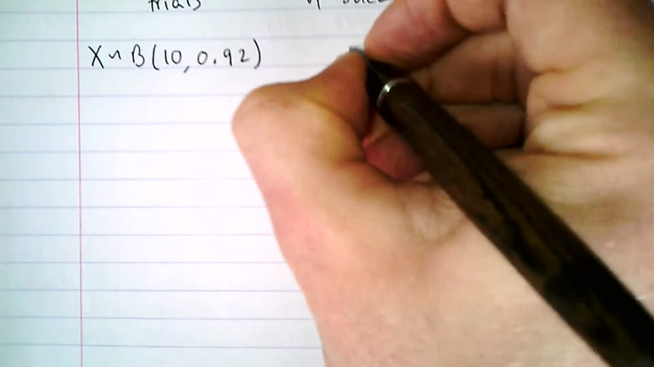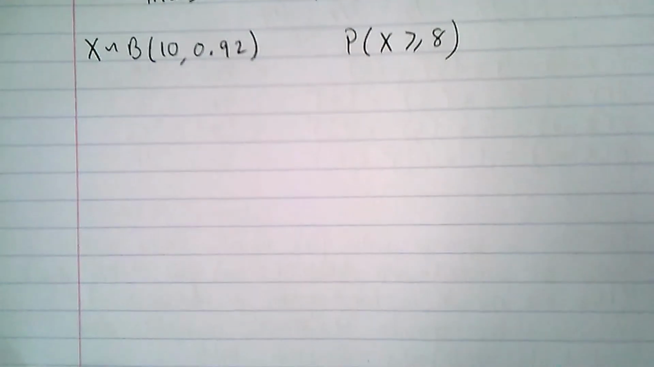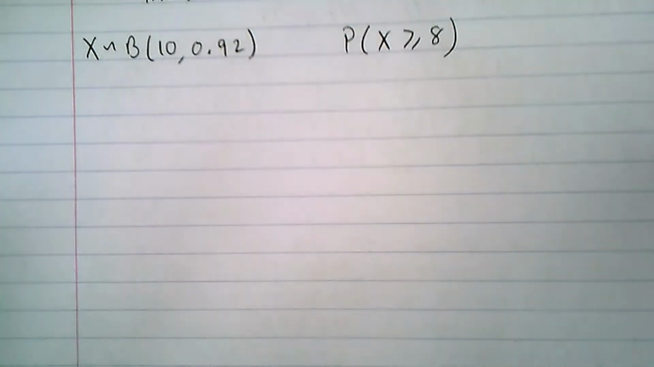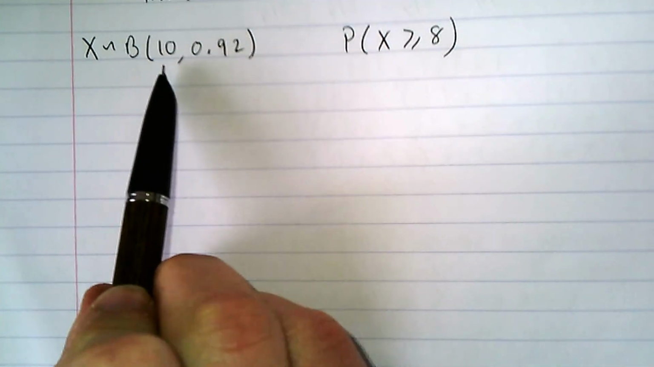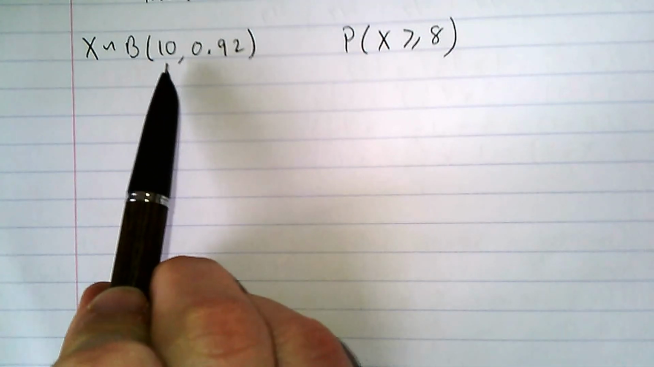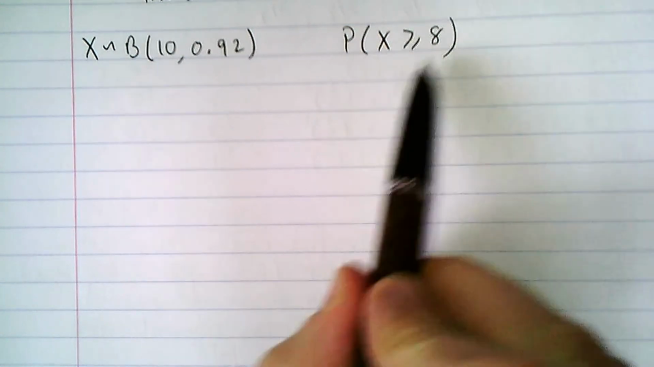I'm going to rewrite my important piece of information because this is the entire question condensed. I don't need any of the other spiel. I don't need to know that it's a drug trial. I don't need to know that 92% represents the drug's success rate or anything like that. The only information I need is how many trials there are in total, probability of success, and then this here is the question. This is what I want.